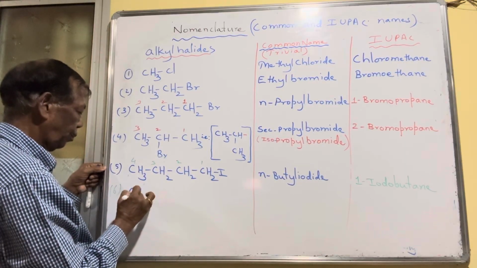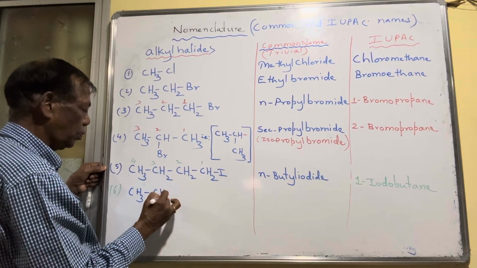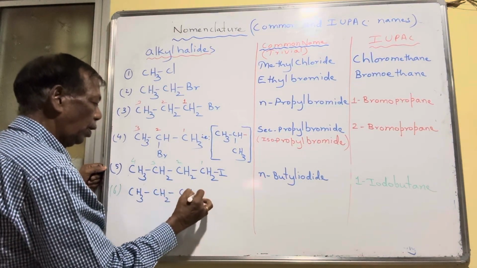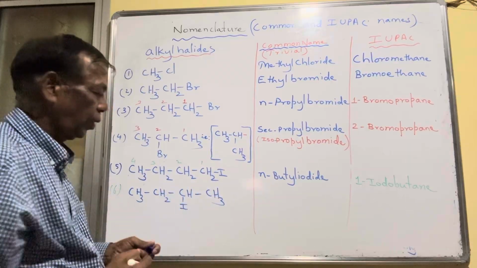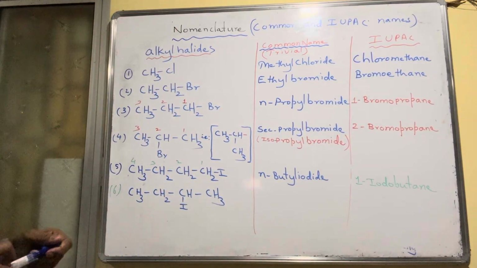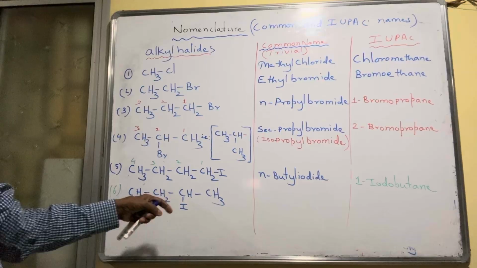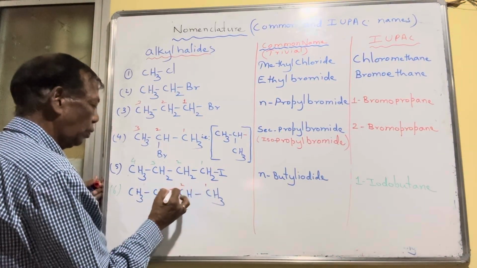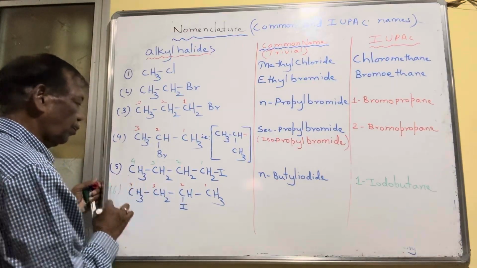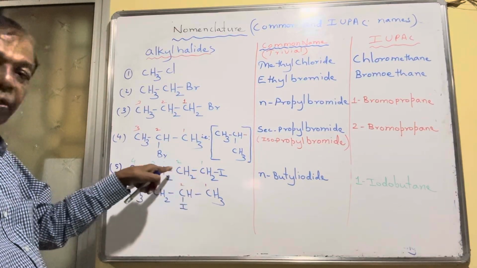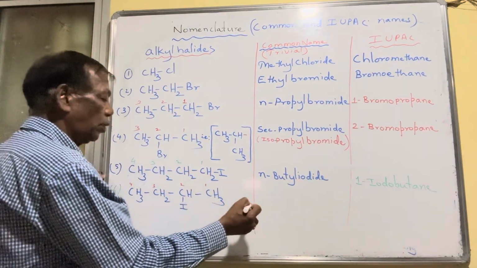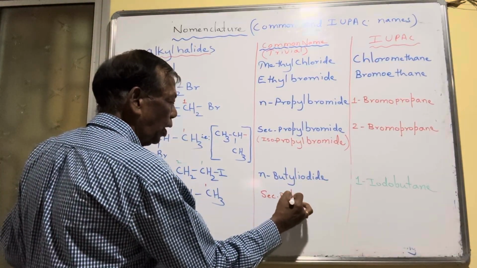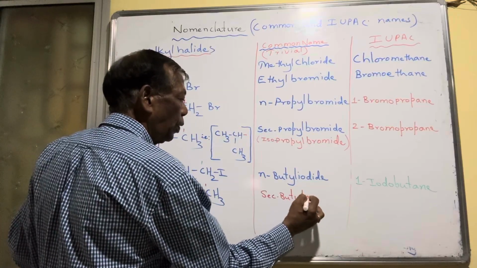CH3, CH2, CHI, and CH3. Now in this case, the halogen is bonded to carbon number 2. So here I will put 1, this is 2, this is 3 and this is 4. So don't mix up with this 2 on top. So here this is called secondary butyl. I will call it secondary butyl iodide.